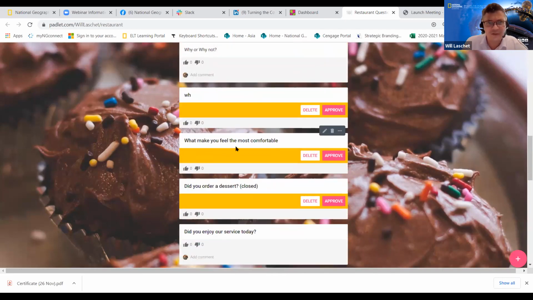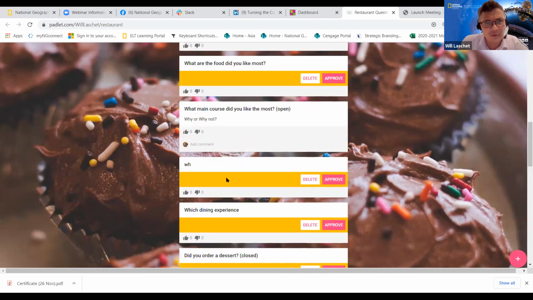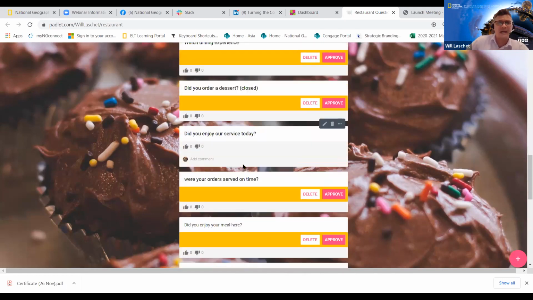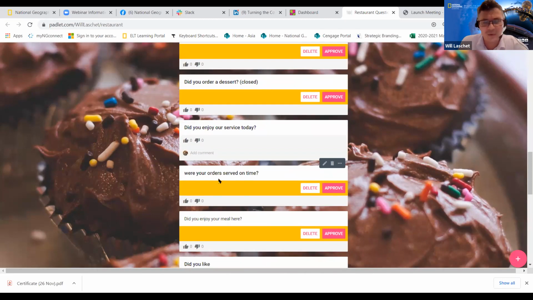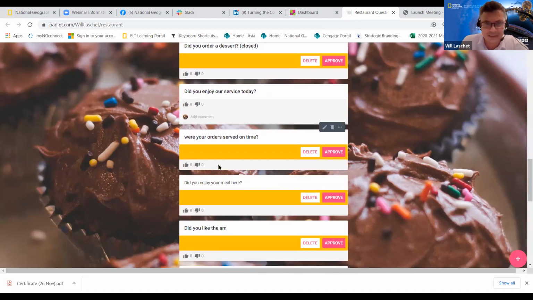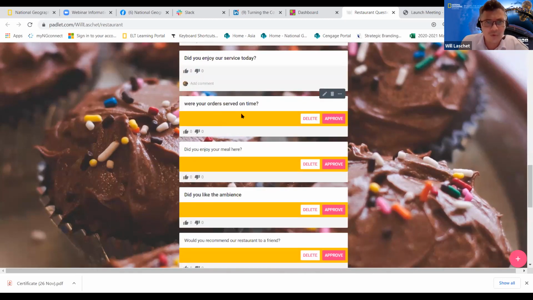What make you feel the most comfortable? Okay, so I think that question, whoever's writing about that one, what makes you feel the most comfortable? Start with it, there's a grammar mistake, but we also need to think about the question itself, like how are they going to answer that? Were your orders served on time? Okay, I'm going to approve it.